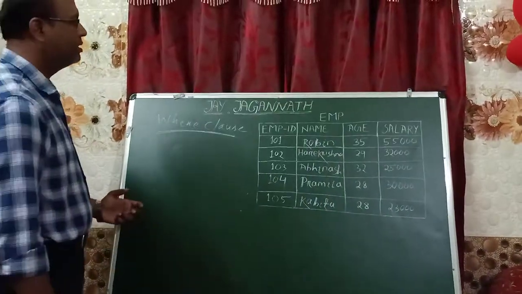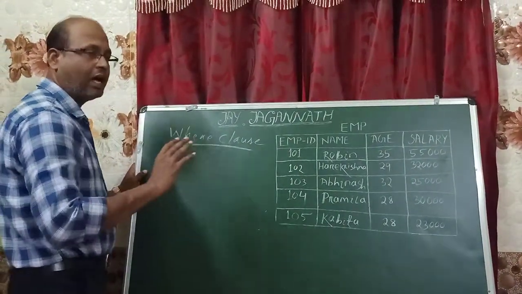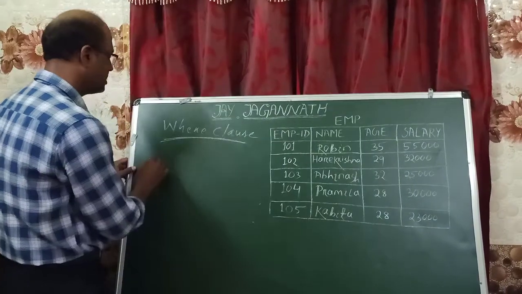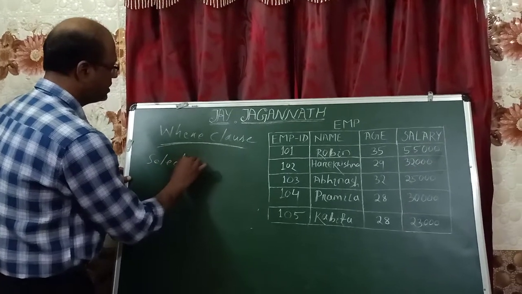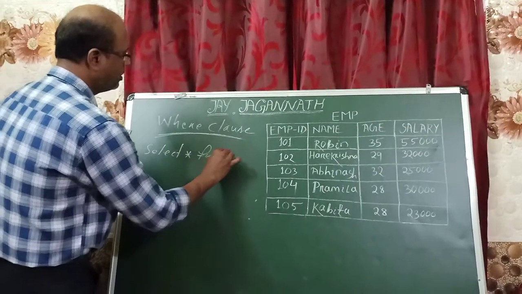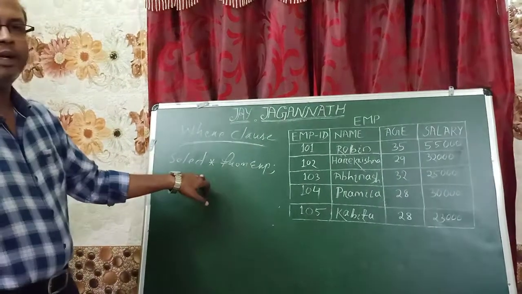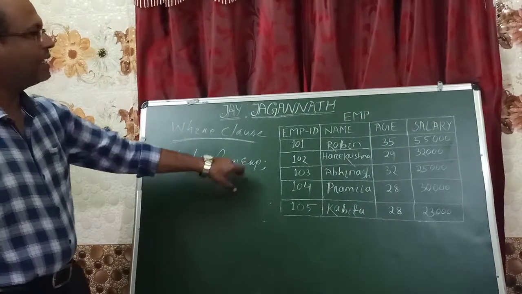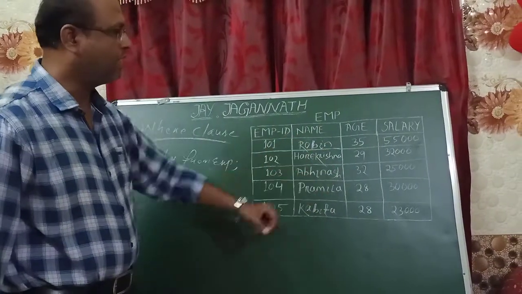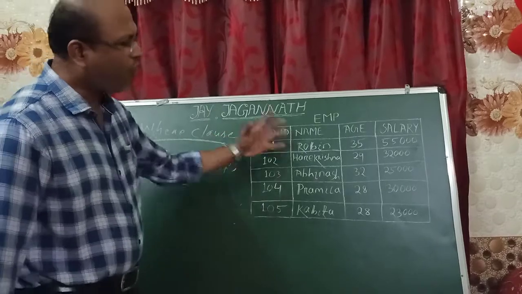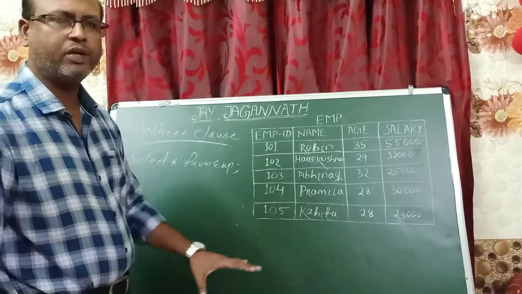Here our intention is to retrieve the data from the EMP table. In the first case, I will not use the where clause. Then what will be the result? We write select star from EMP. That's all. If I write this query, then the result will be this one. The entire table will be fetched from the database. You can retrieve all the records. There is no restriction, no filtration here.